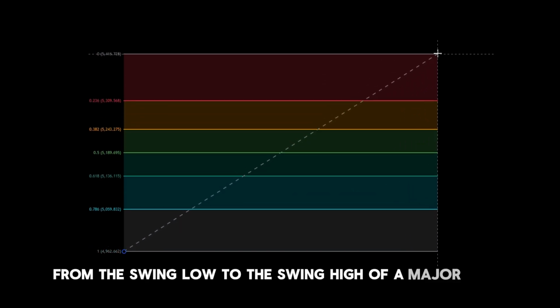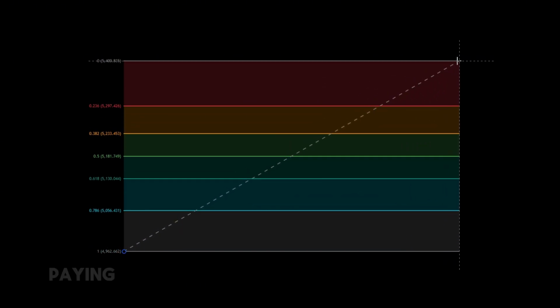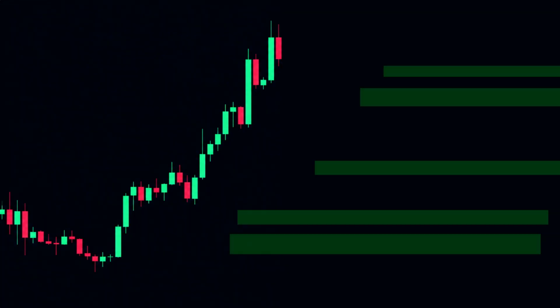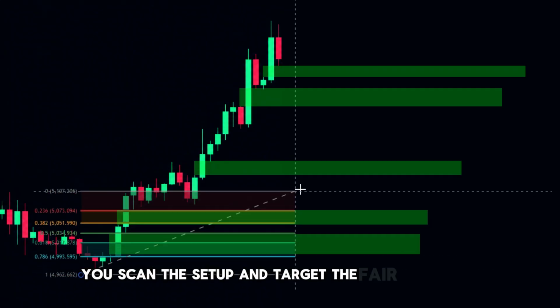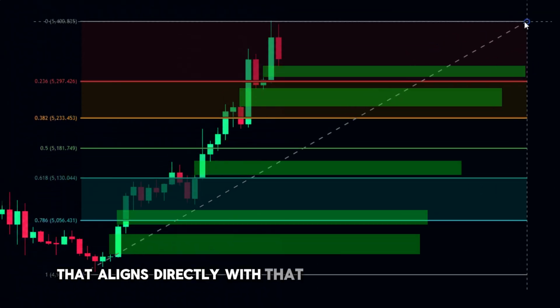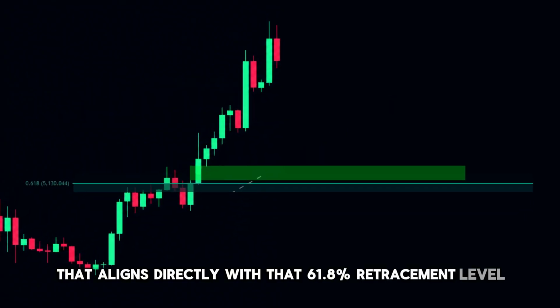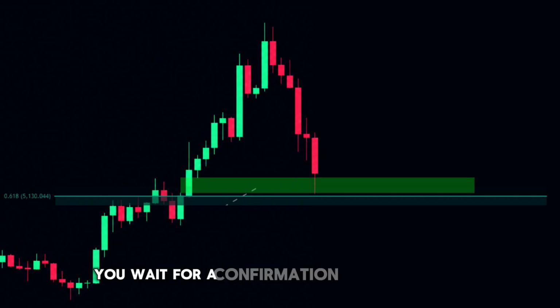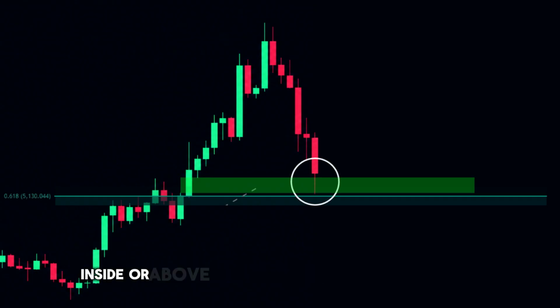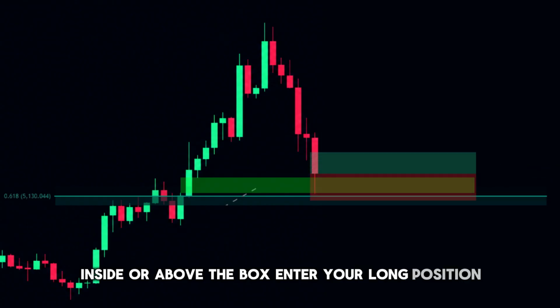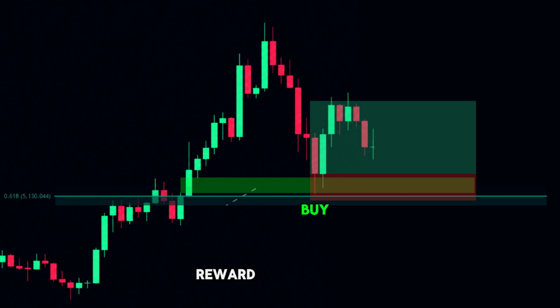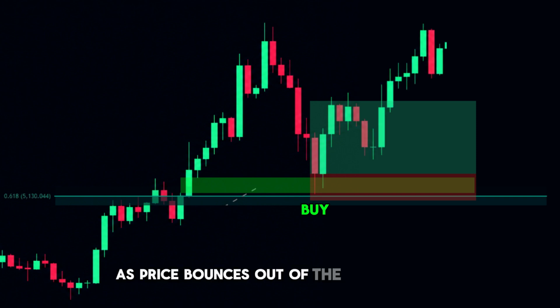Apply your Fibonacci tool from the swing low to the swing high of a major move containing multiple gaps, paying close attention to the 61.8% golden ratio level. You scan the setup and target the fair value gap that aligns directly with that 61.8% retracement level. When price falls back into that specific gap, you wait for a confirmation candle to close inside or above the box. Enter your long position, place your stop loss safely below the gap, and target a 2:1 reward to risk ratio as price bounces out of the golden zone.